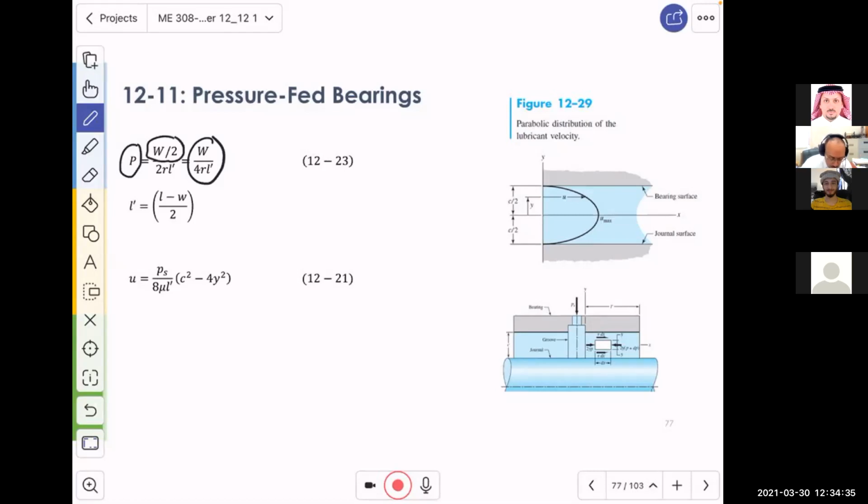What is L prime? It is basically the entire length minus the width of the groove, divided by 2. Sometimes the width is given to you, so you use this equation to calculate the L prime. You will also see that whenever we have any of the equations that we worked out before where L is present, things will change. For example, this is the distribution of the velocity, U, right? And you see here, we have L prime.